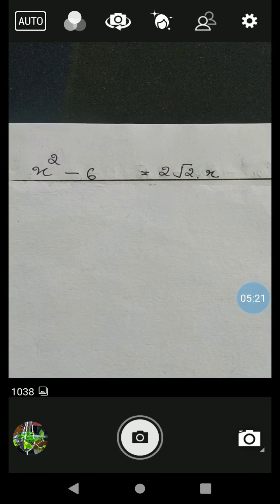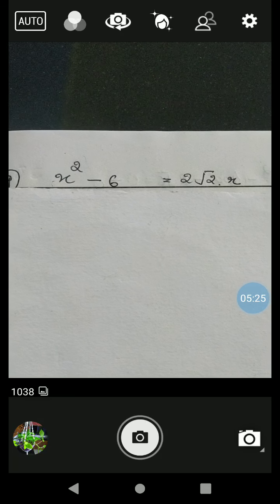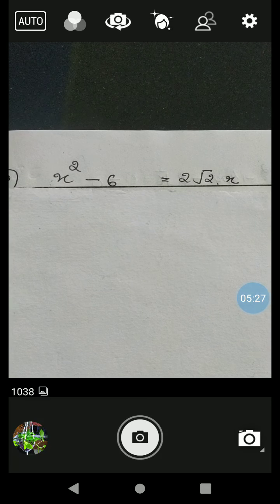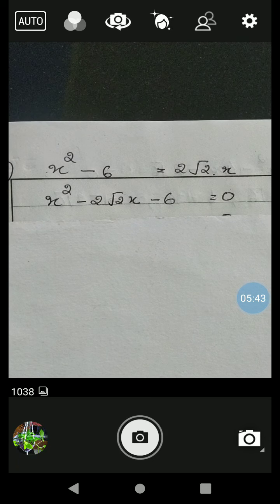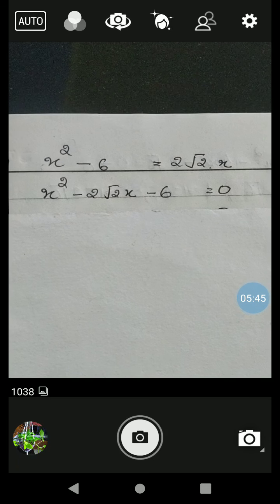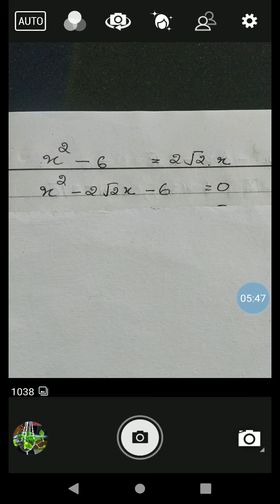Now next question. Question number 9. X square minus 6 is equal to 2 root 2x. First you have to arrange it in proper form. That is the standard form of a quadratic equation. Ax square plus bx plus c equal to 0. In that form, you have to arrange it properly. That is x square minus 2 root 2x minus 6 equal to 0.